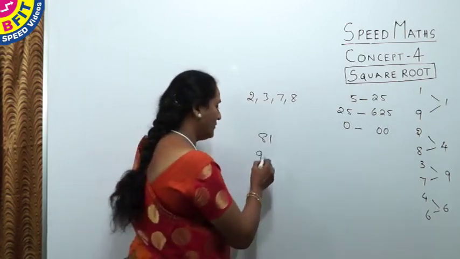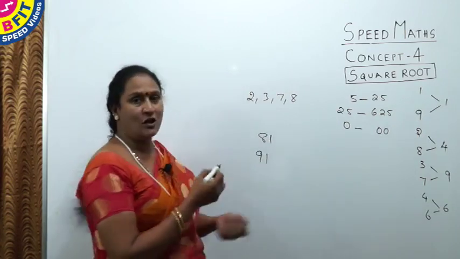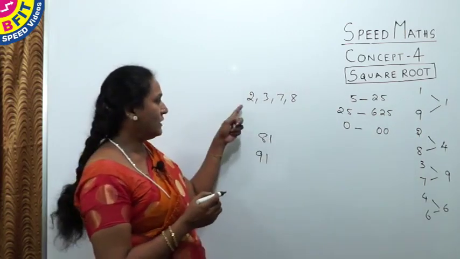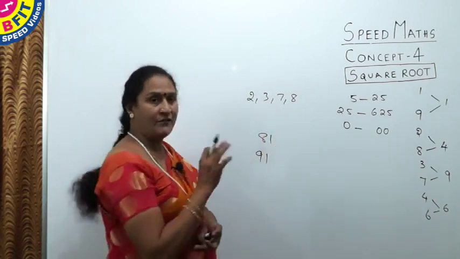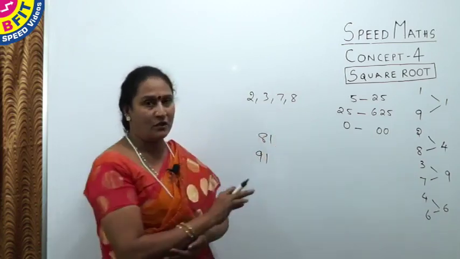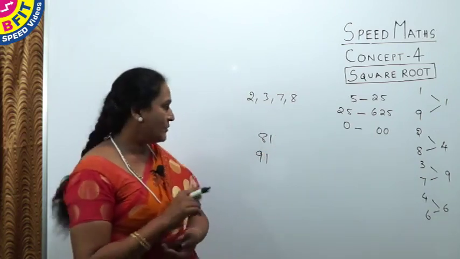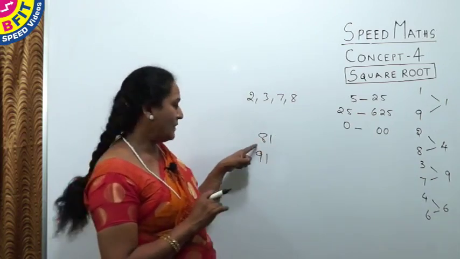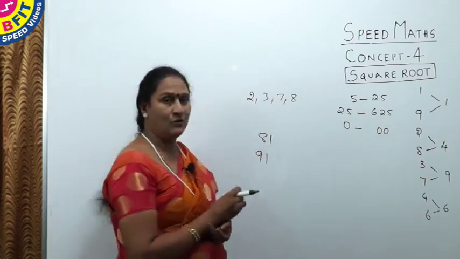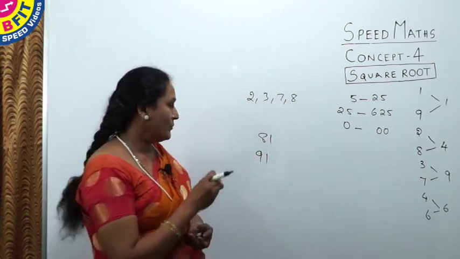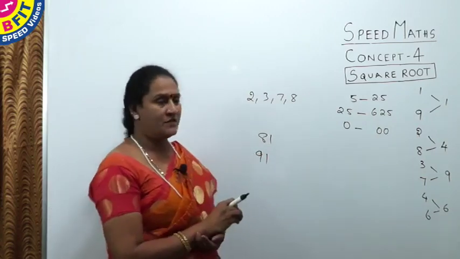Say for example, if you have 91, it is not a perfect square. So when you see 2, 3, 7 or 8 in the unit place, it is not a perfect square. Seeing the number itself, we know that it is not a perfect square. Suppose it ends with 1, it can be a square number or a non-square number. So I will tell you a few more hints on how to eliminate the options and work it out.